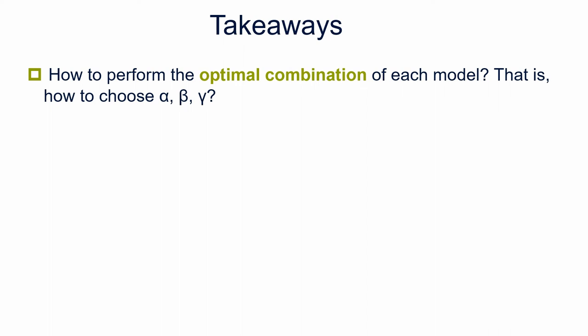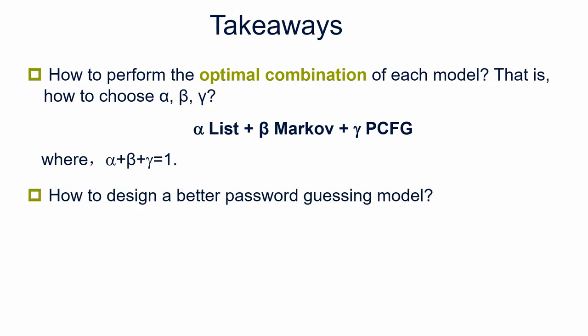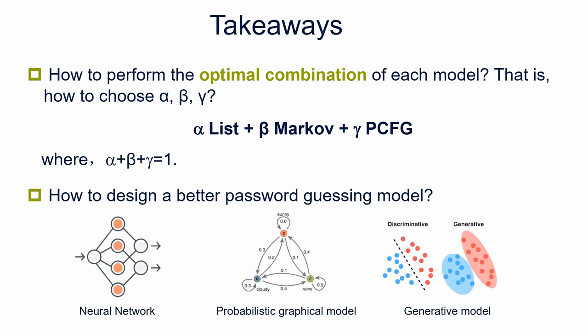In future work, some issues still remain to be addressed. For example, how to perform the optimal combination of each model. That is, how to choose alpha, beta, and gamma. Further, how to design better password probability models.